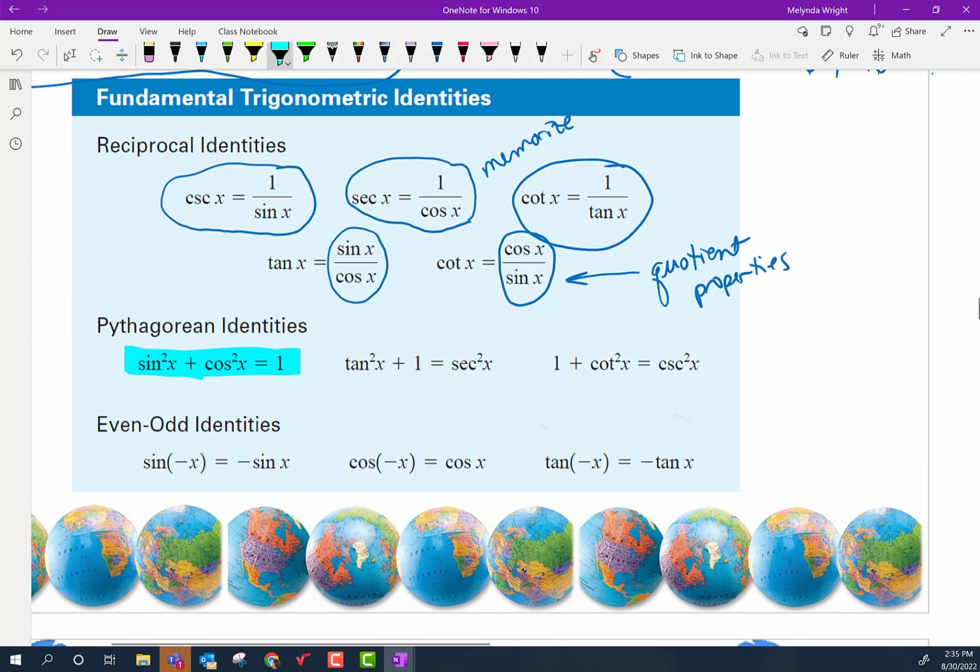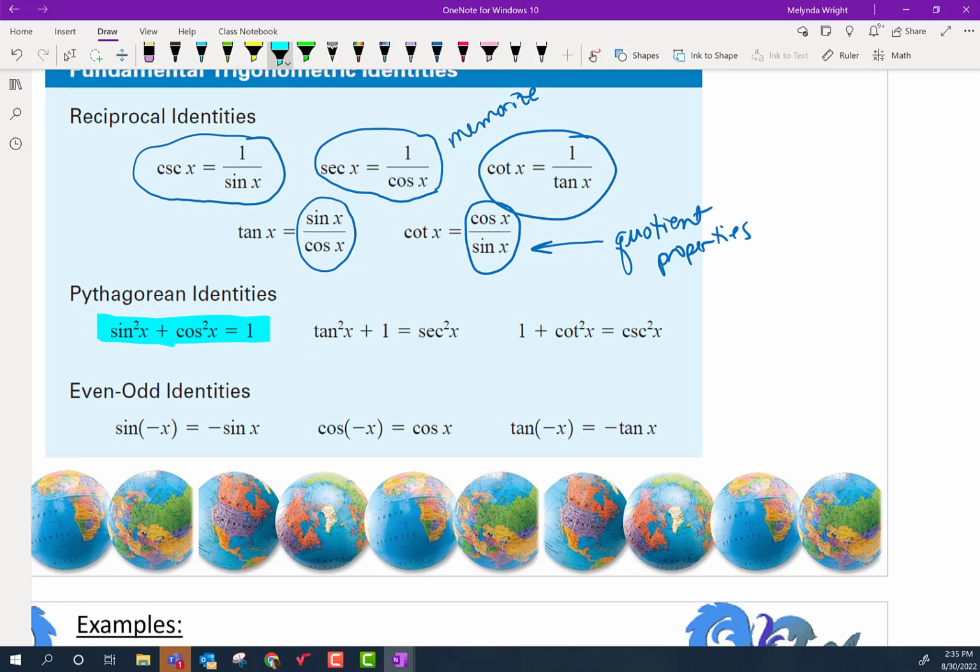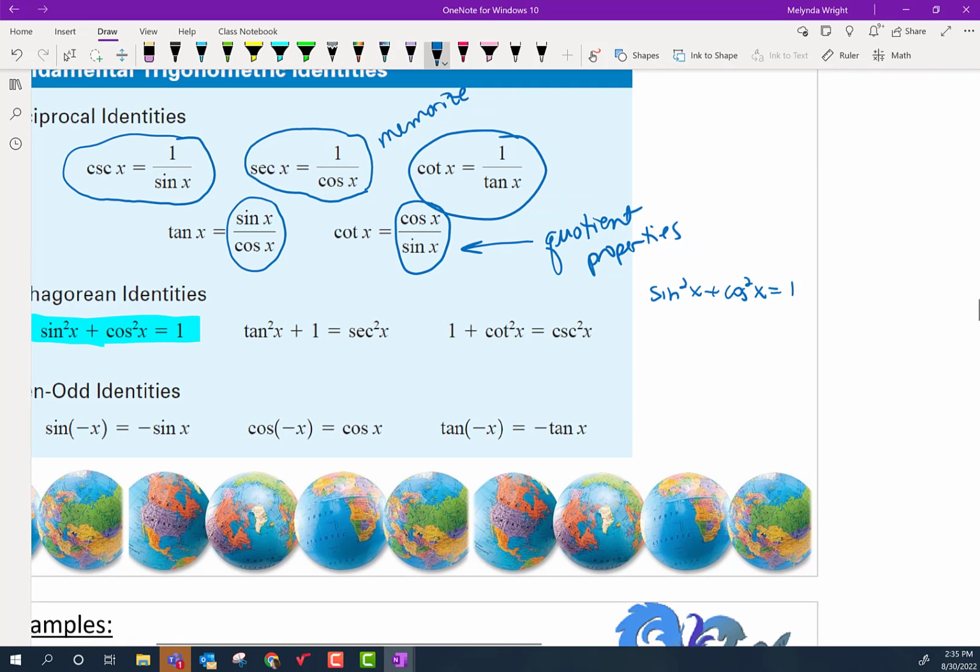I actually generate them. So when I'm working on an assignment, what I would do is at the top of my page or at the top of my document, I would write in sine squared plus cosine squared equals 1. And then I would divide each side by sine squared.